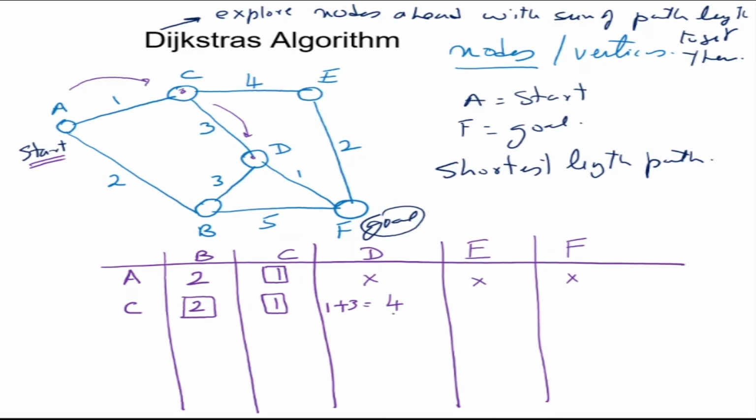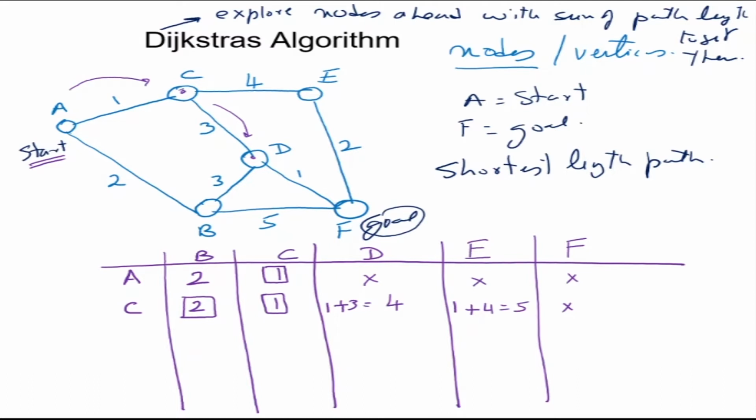Now what about C to E? I'm going from C to E. A to C is 1, and then from C to E is 4, so that's 5. That's the path length. Okay. Now from C you cannot go to F, so you cannot go there.